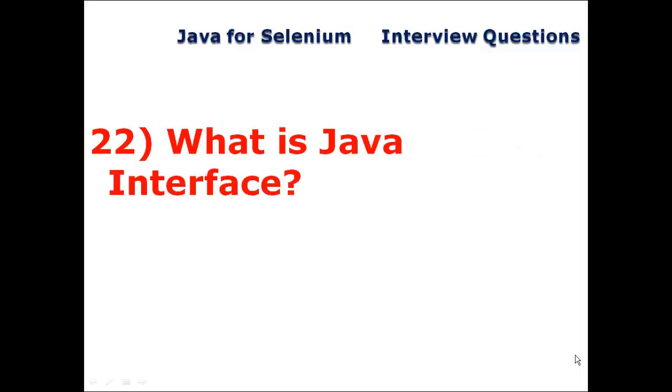Next, what is Java interface? Interface is a Java type definition block which is 100% abstract. All the interface methods are by default public and abstract. Static and final modifiers are not allowed for interface methods. In interfaces, variables have to initialize at the time of declaration.